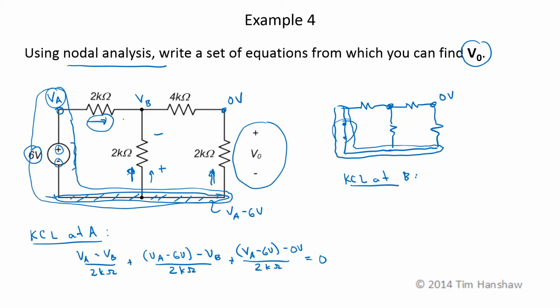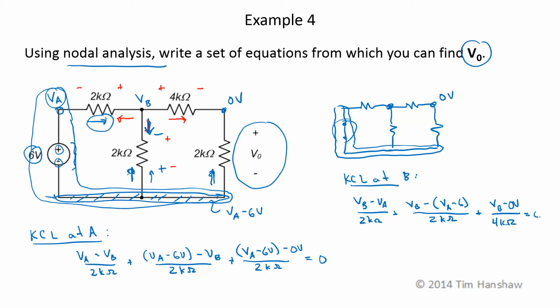So redefining my current directions as being positive, leaving node B, I get this voltage polarity, this voltage polarity, and this voltage polarity that I have to use. So KCL at B is VB minus VA over 2 kilo ohms plus VB minus VA minus 6 volts over 2 kilo ohms, which is the current in this direction over here, plus VB minus 0 volts over 4 kilo ohms. That sums to 0.